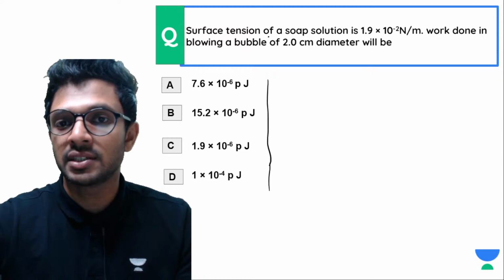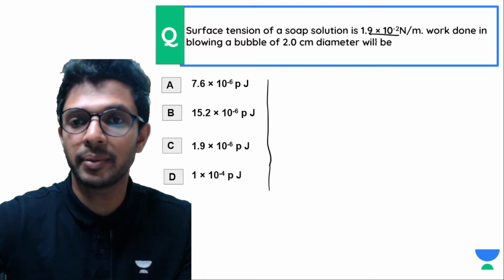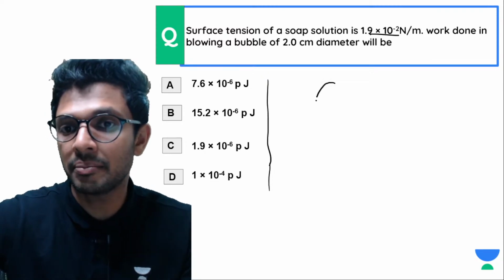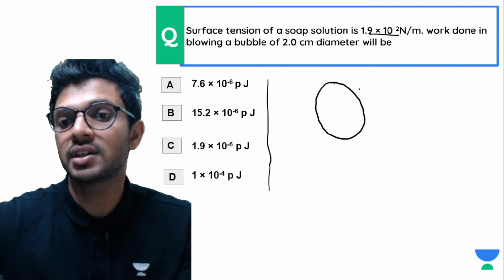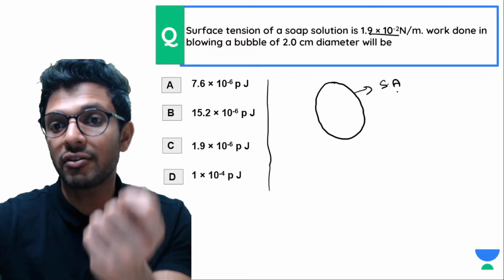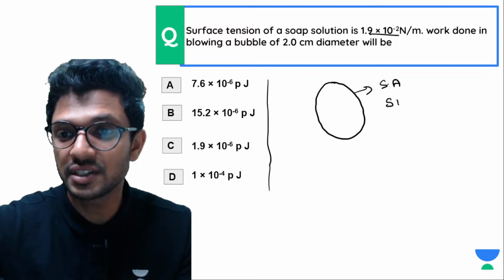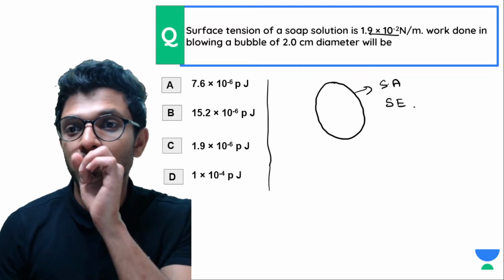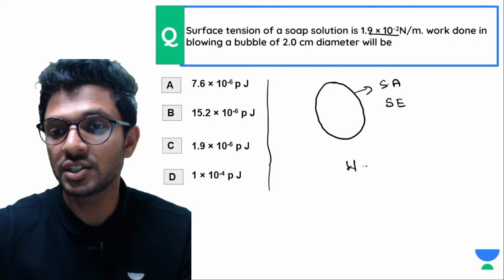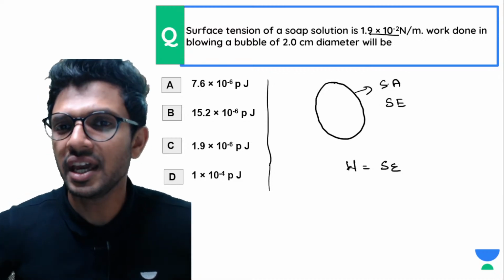Anyway, let's do this. Surface tension of a soap solution is given, right? Question is the work done in blowing a bubble. Just tell me, whenever from a soap solution you are blowing and making a bubble, along with the making of the bubble, you are making a surface area. When surface area is produced, you'll have molecules on the surface, and those molecules will be associated with what? Surface energy. So you are blowing that particular bubble, doing a work, and whatever work you do is stored inside the bubble as its surface energy. Hai ya nahi?